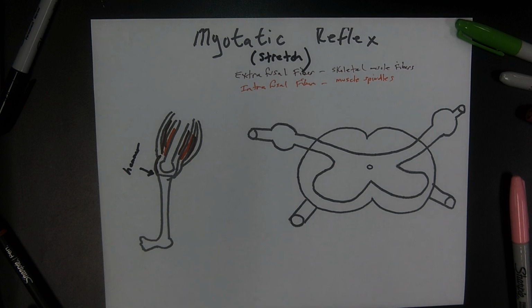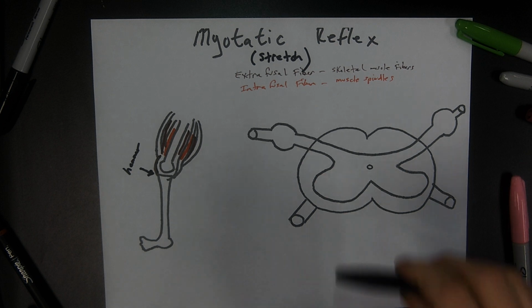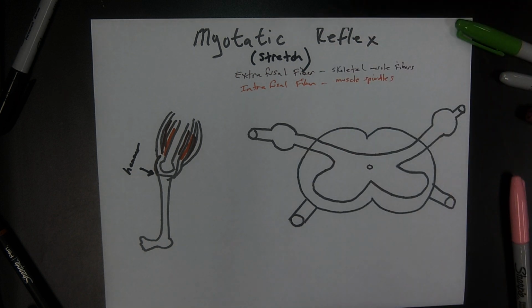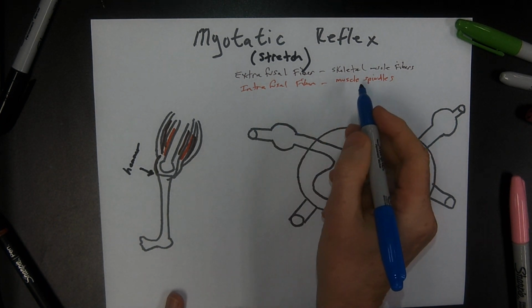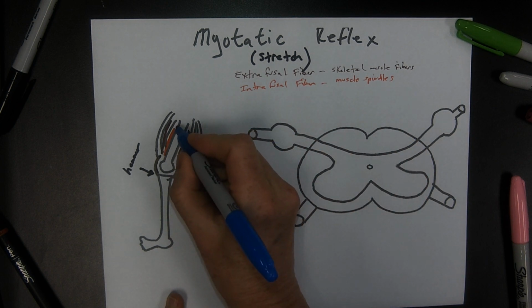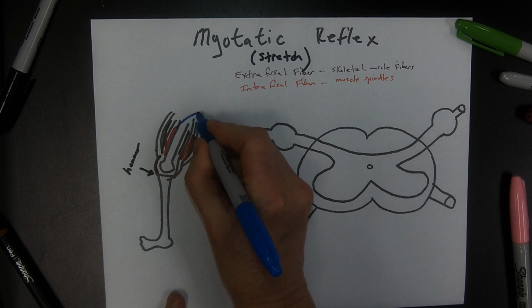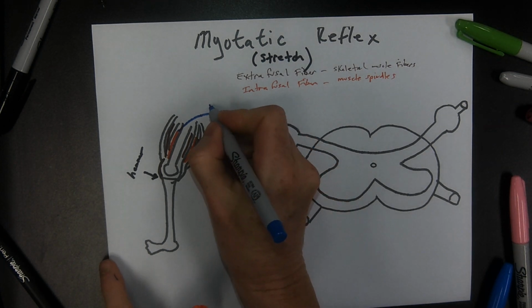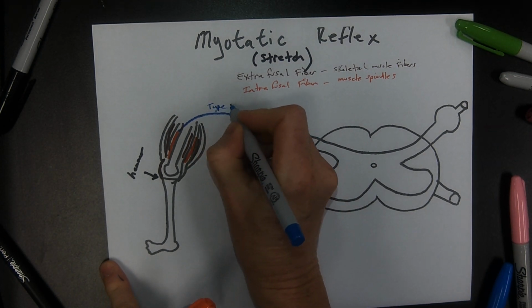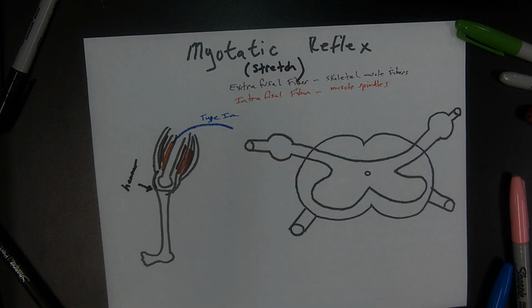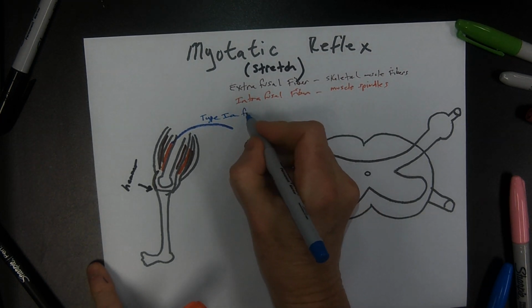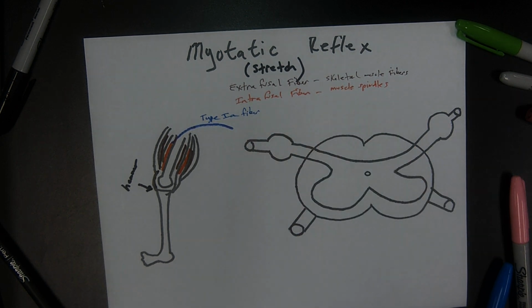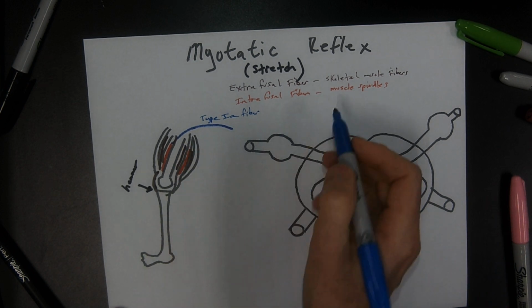So it's the intrafusal fibers, or the muscle spindles, that detect muscle stretch. Hooked up to these intrafusal fibers, or the muscle spindles, you have a sensory neuron. This is called a type 1A fiber, just a kind of neuron. Type 1A fiber, and that's connected to the muscle spindle.